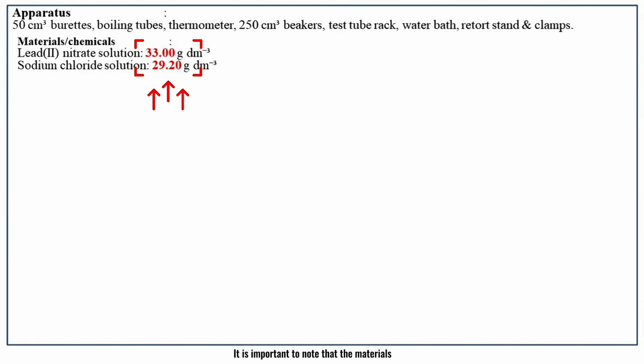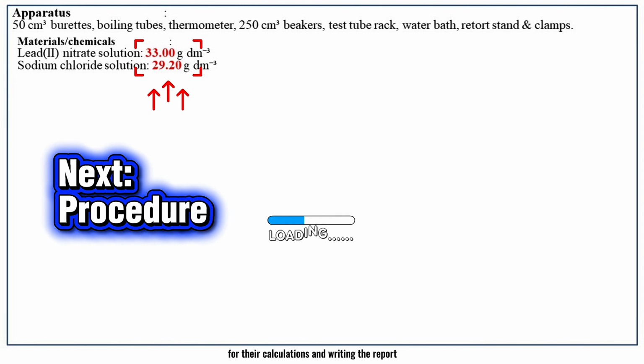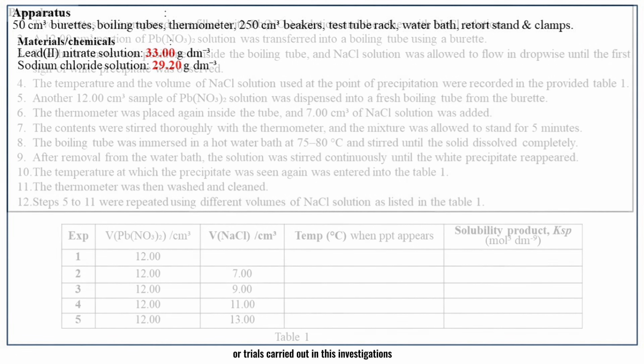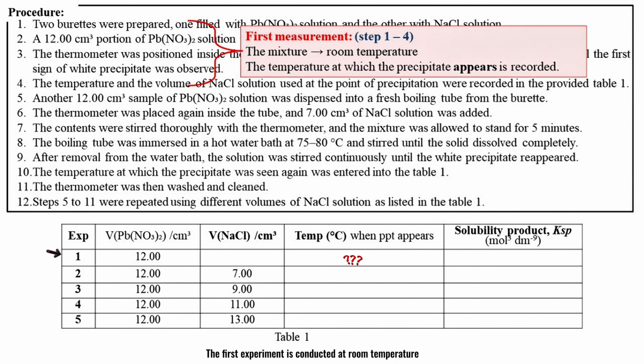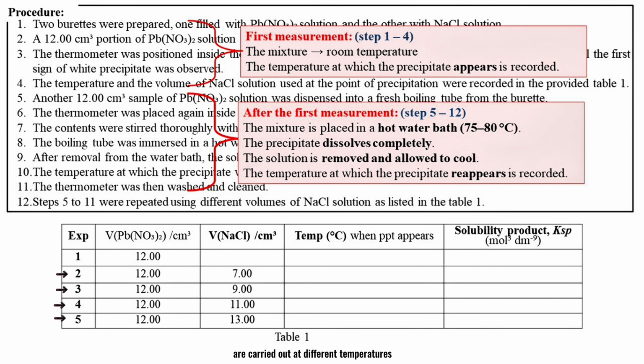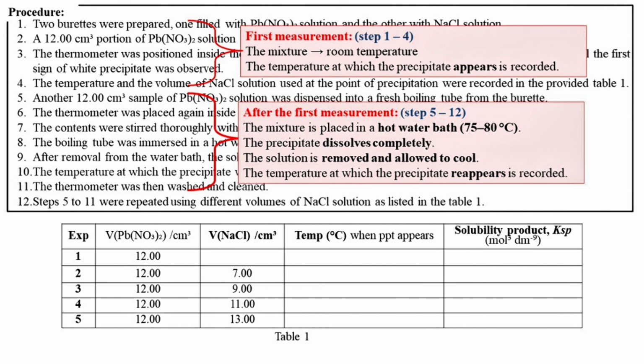It is important to note that the concentrations used in this experiment are 33 gram per dm cube for lead-2 nitrate and 29.2 gram per dm cube for sodium chloride. This is because students must use these concentrations for their calculations and when writing the report. There are 5 experiments or trials carried out in this investigation. The first experiment is conducted at room temperature, while the remaining 4 experiments are carried out at different temperatures using a water bath.